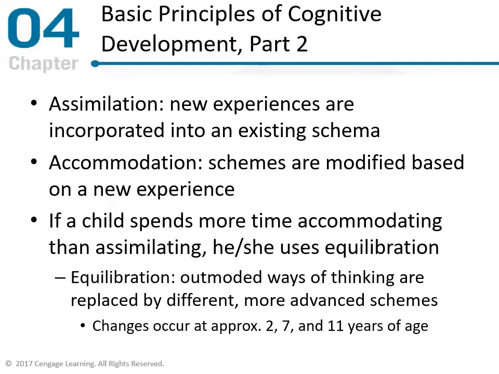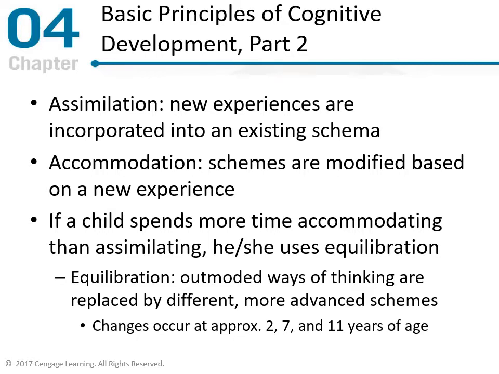But the important thing is that you need a balance between assimilation and accommodation. You need a balance between bringing new experiences into existing schemes and accommodating, modifying those schemes. If a child spends more time accommodating than assimilating, then they're going to lose equilibration. What that basically means is that outmoded ways of thinking are replaced by different, more advanced schemes. And that usually occurs at approximately 2, 7, and 11 years of age.